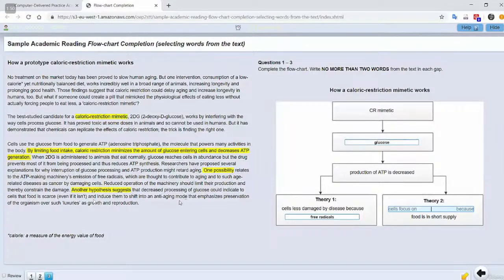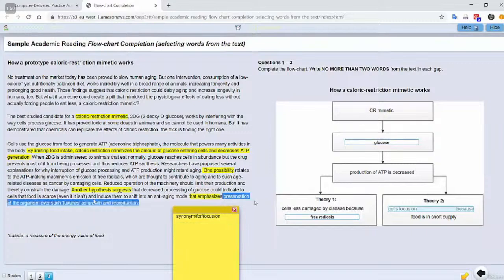So when you look at this sentence, emphasizes is the synonym for focus on. That's the synonym for focus on, right there. And so that means my answer choice is going to be preservation. Control C, Control V, paste it in. So that's how we do a flow chart.